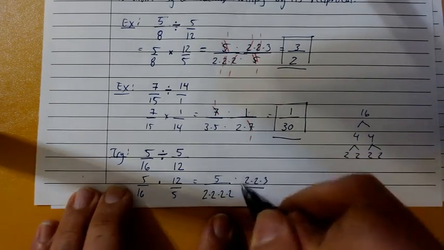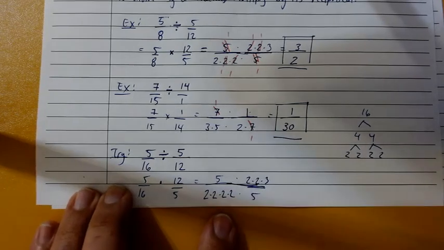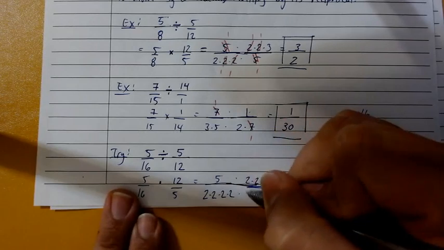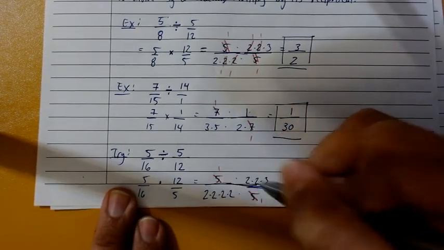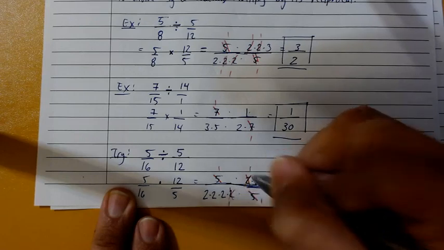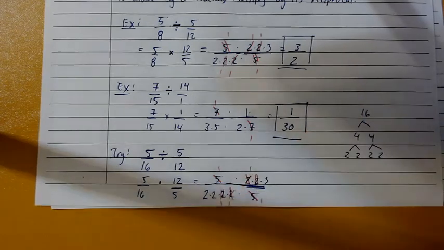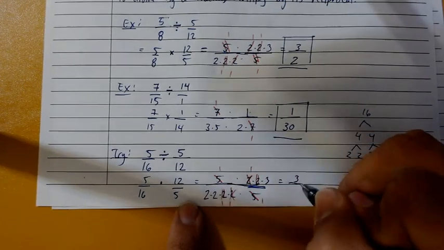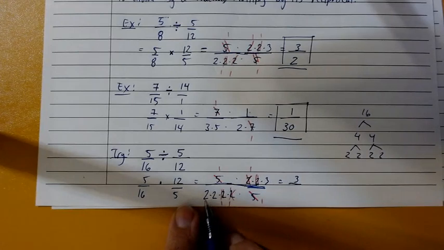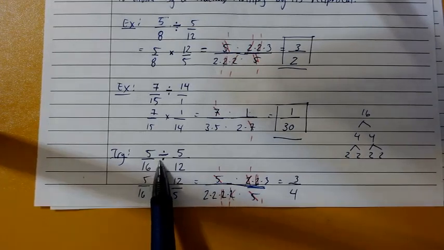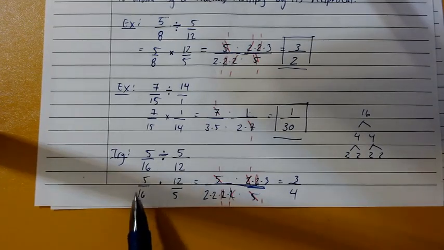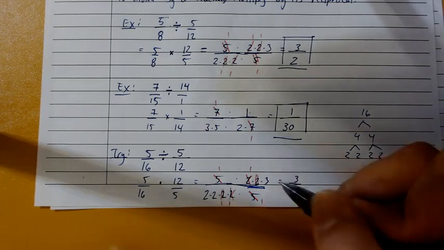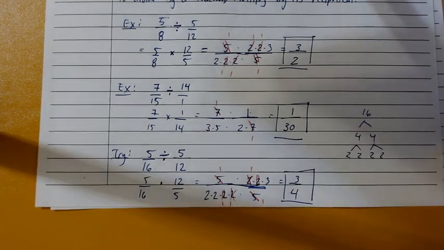So if we merge all this together as one big set of fractions, then we note that several of these divide away. 5s divide out, 2's divide out, and these 2's divide out. So we're left with 1 times 1 times 3, which is 3 in our numerator. 1 times 1 times 2 times 2 is 4 in our denominator. So if we take 5/16 and divide it by 5/12, that's the same as 5/16 times 12/5, which reduces down to 3/4. And that makes us happy.